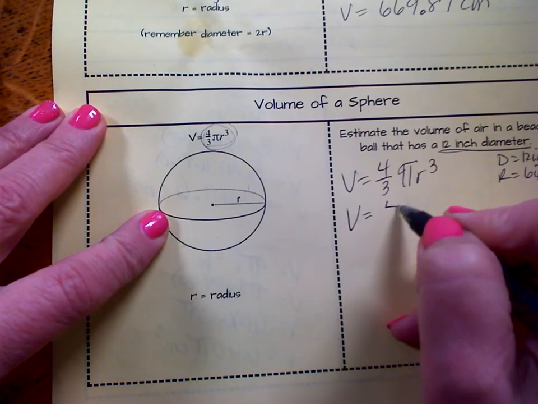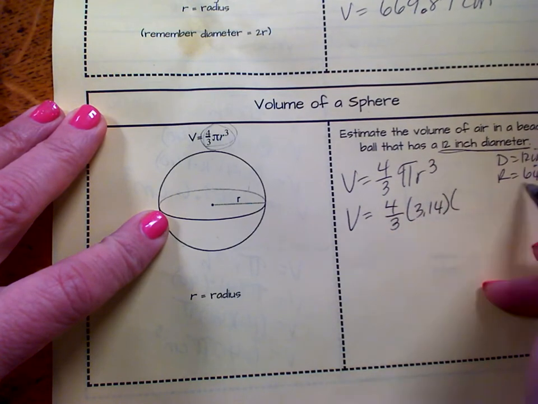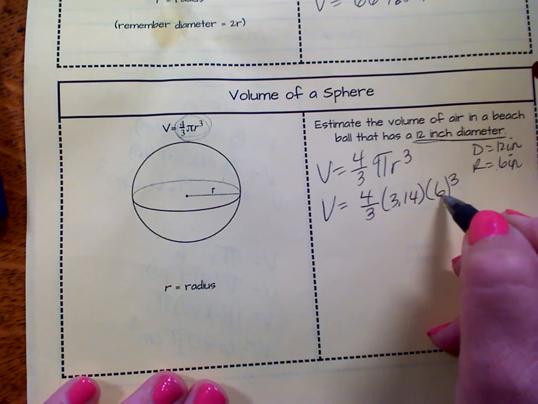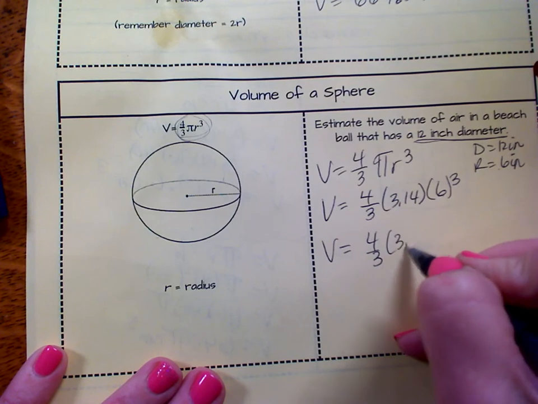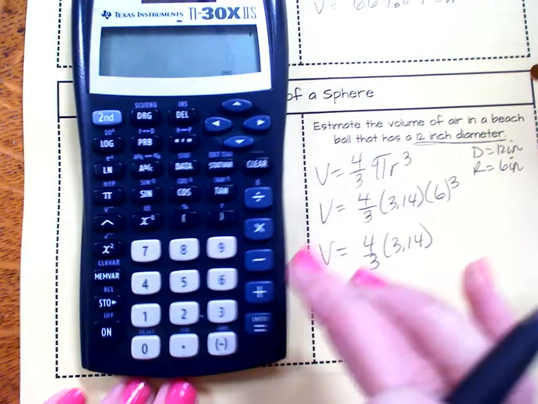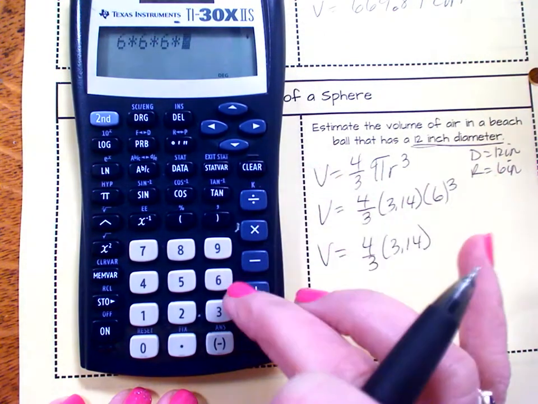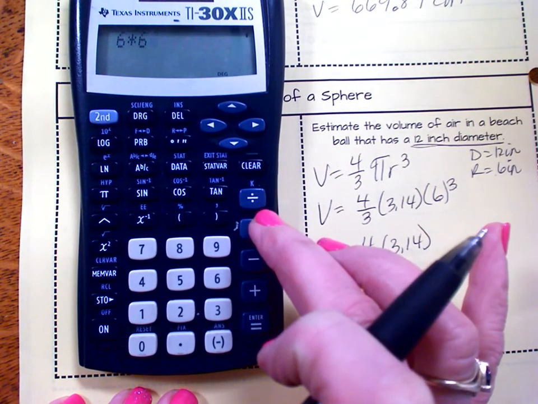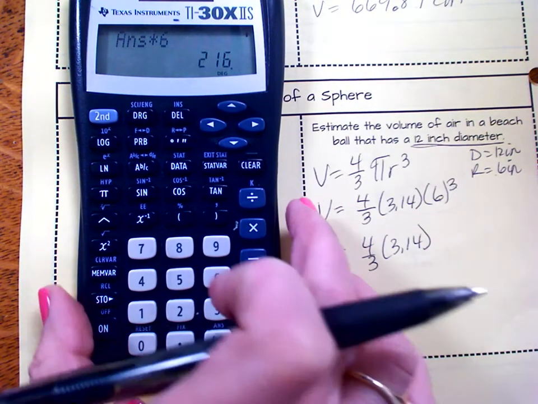So we have 4/3 times pi, 3.14, times the radius cubed. That's 6 cubed. Now to do this, I'm going to keep my 4/3. I'm going to keep my 3.14. I'm going to do 6 cubed. Not 6 times 3. Be careful. You're saying 6 times 6 times 6. Whoops, which I did wrong. I didn't need that last one. All right, 6 times 6 times 6, it's going to be 216.